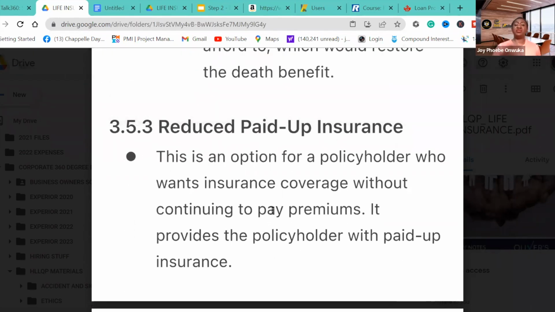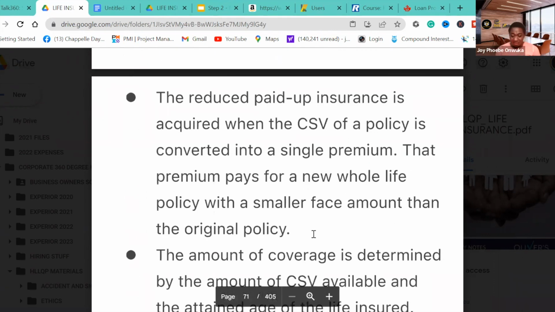Okay, reduced paid up insurance. Now, this is an option for a policyholder who wants insurance coverage without continuing to pay premium. It provides the policyholder with paid up insurance that is fully paid up. Like I said before, it could be 5,000 insurance that the fully paid up premium is 1,000, and then this policyholder can use the dividend of 1,000 to pay up.